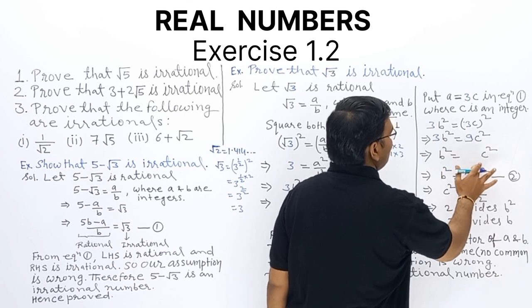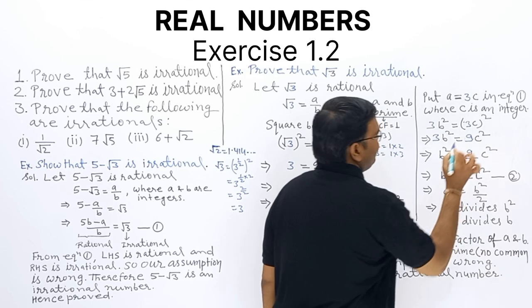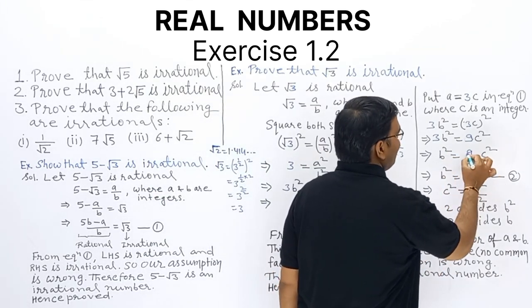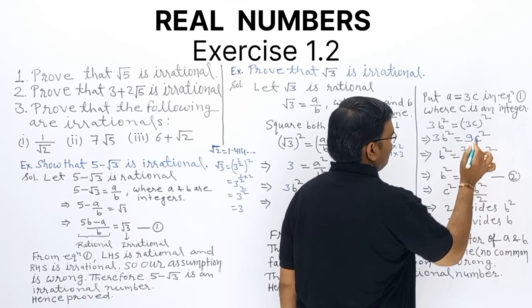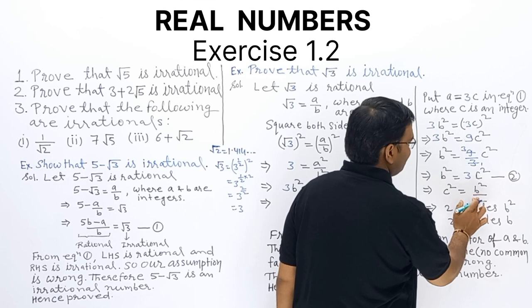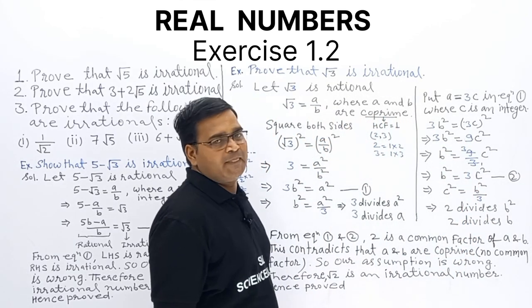How will we solve this one? Observe. 9 divided by 3. What are we getting? It is going 3 times. So the result will be what? 3c square. So what can we say? b square is also divisible by 3.